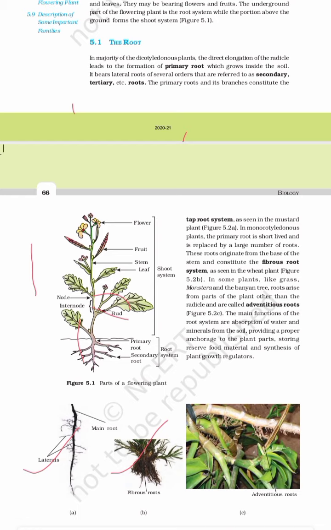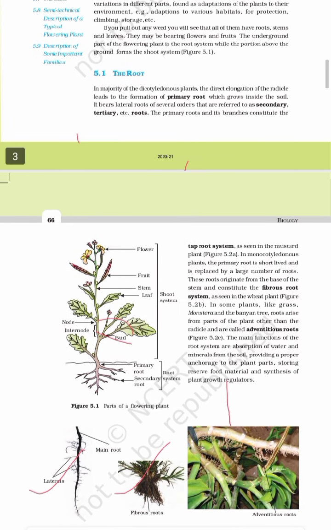In some plants, for example grass or the banyan tree, the roots arise from a part of the plant other than the radicle. Normally roots should arise from the radicle itself, but many times roots do not develop from the radicle. That is called an adventitious root. The main functions of roots are to absorb water and minerals from the soil, provide proper anchorage to the plants, store reserve food material, and synthesis.